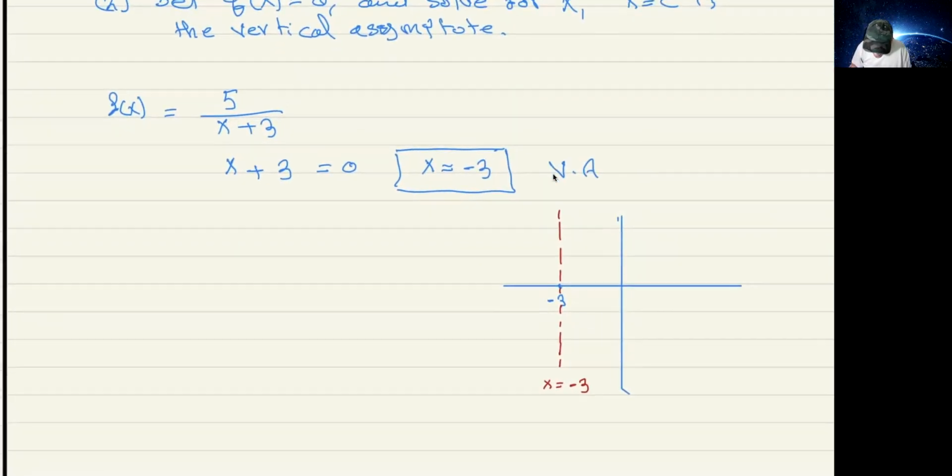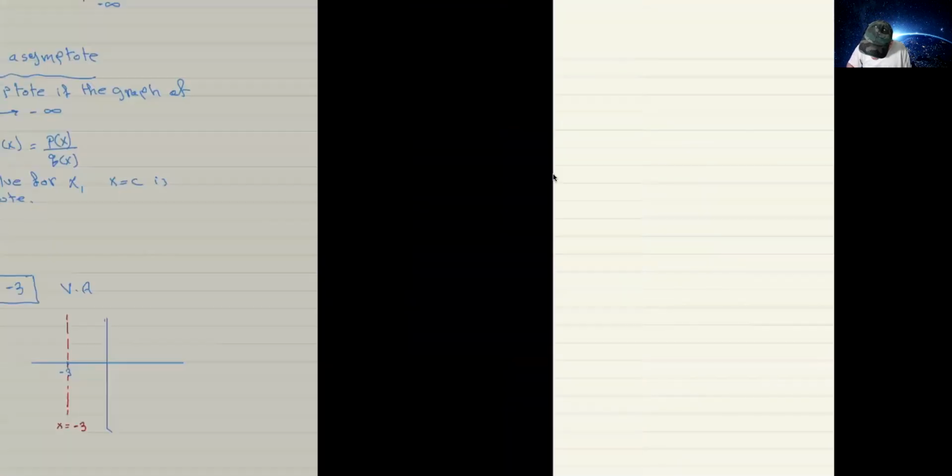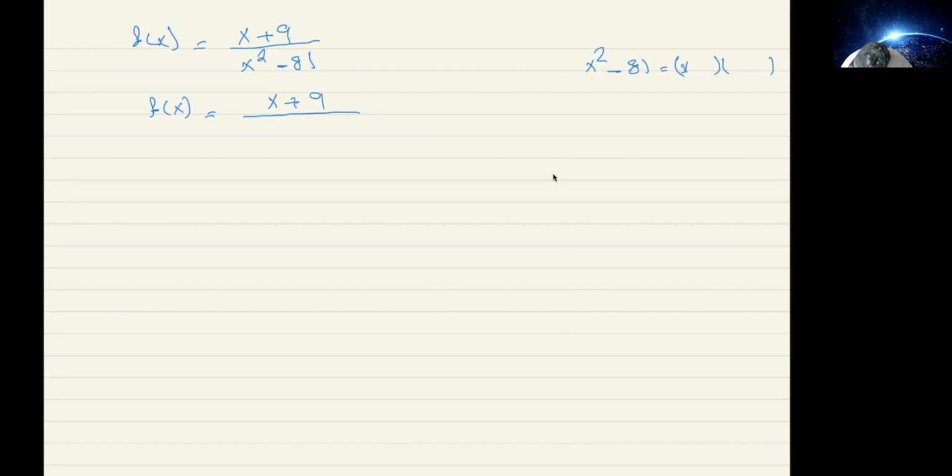Let's get another example of the vertical asymptote. Okay, f of x equals x plus 9 over x squared minus 81. All right, so the first step is to factor and find a way to simplify. So I have f of x equals x plus 9 over x squared minus 81. That could be factored as x minus 9 times x plus 9.